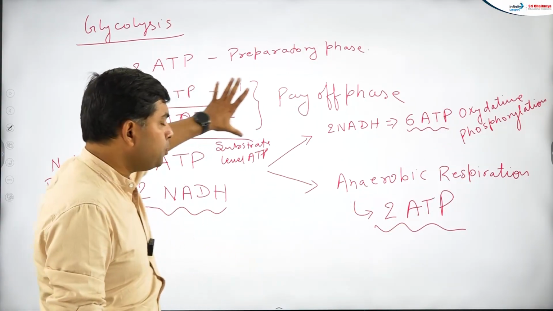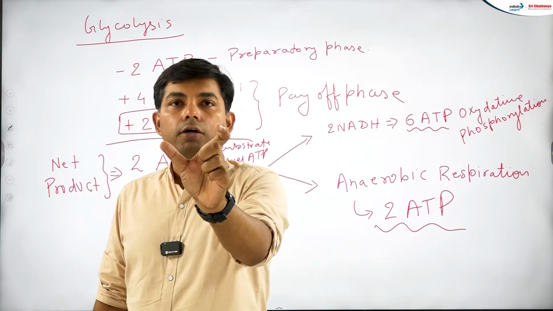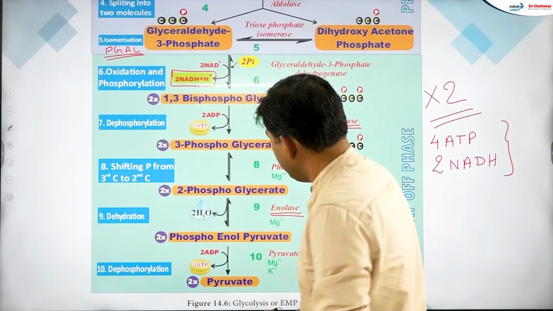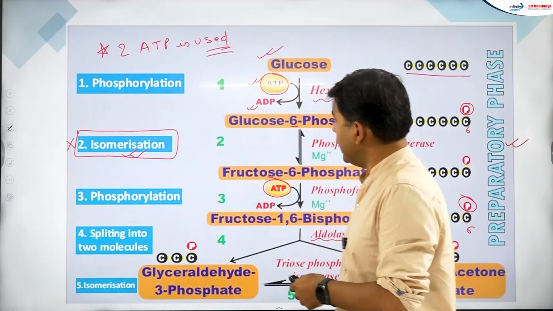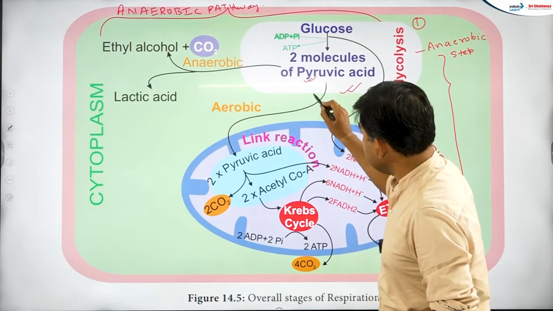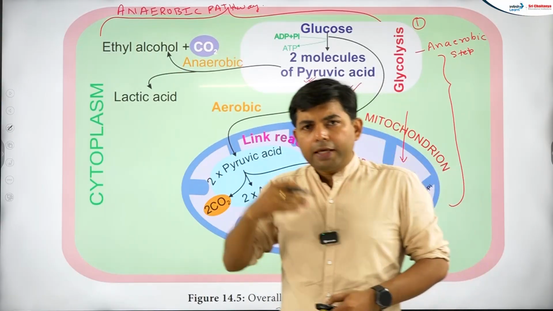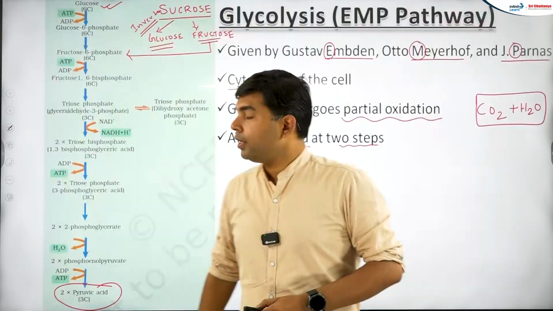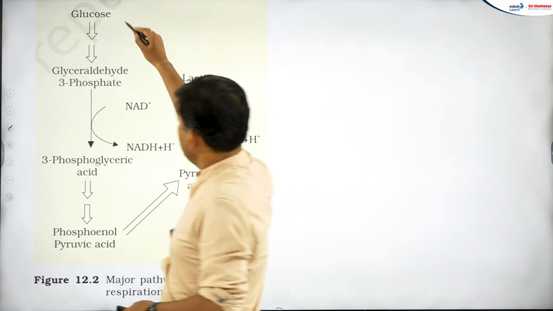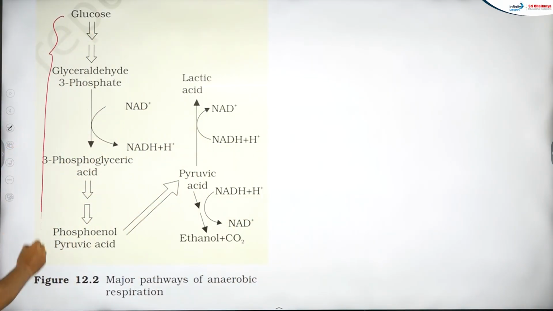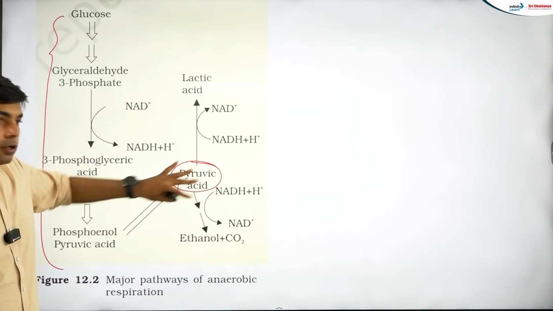Clear? So till this point everything is common. We have seen we have got 2 pyruvate. Now this 2 pyruvate, as I said earlier, can either enter into the aerobic pathway or it can go into the anaerobic pathway. Today we are focusing on the anaerobic pathway. So let's see how it enters the anaerobic pathway. Overall, all of these steps are glycolysis, which has produced pyruvic acid. So this is the product of glycolysis.